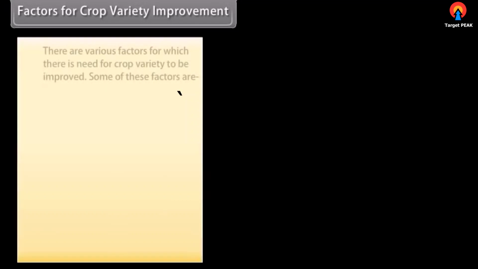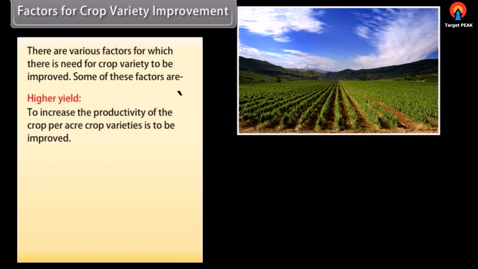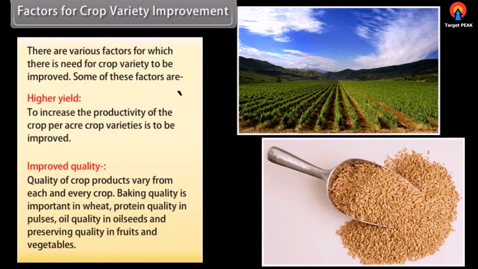Factors for crop variety improvement. There are various factors for which there is need for crop variety to be improved. Some of these factors are higher yield. To increase the productivity of the crop per acre, crop varieties is to be improved. Improved quality. Quality of crop products vary from each and every crop. Baking quality is important in wheat, protein quality in pulses, oil quality in oilseeds, and preserving quality in fruits and vegetables.